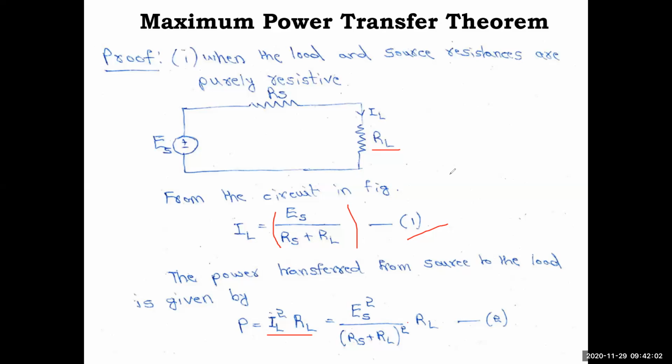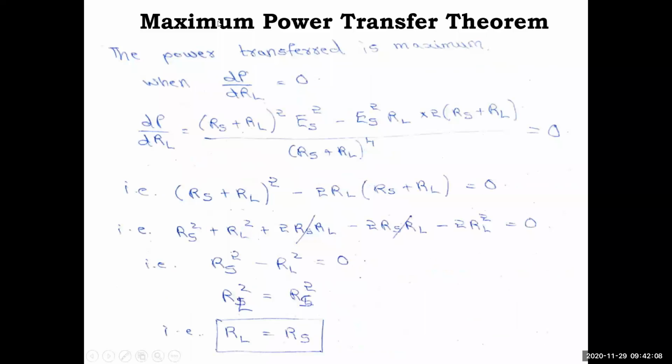We'll continue the derivation, so you just note down and finally you can go through once again. Now we have to find the maximum power transferred to the load. That will happen when the derivative of the power with respect to the load is equal to 0. That's the standard one: the power transferred is maximum when the derivative of power with respect to RL is equal to 0.